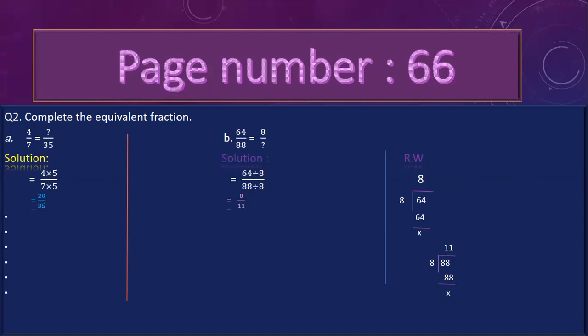64 divided by 8 is 8. One hint is given. So again we divide 88 with 8 and we get 11. It means that the required denominator will be 11. 8 over 11 will be our required fraction.